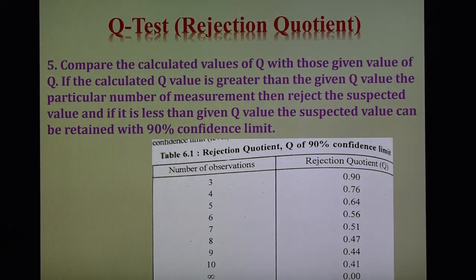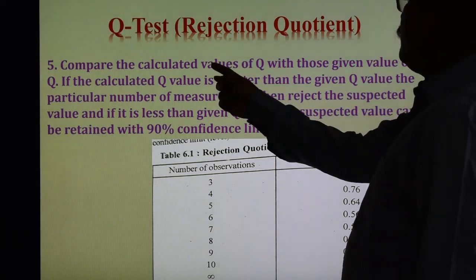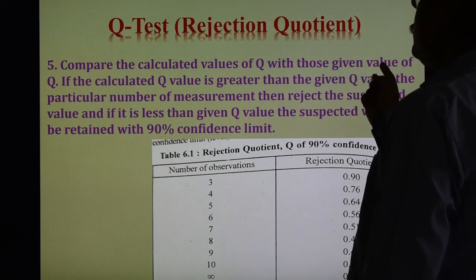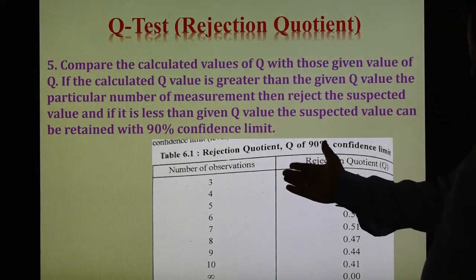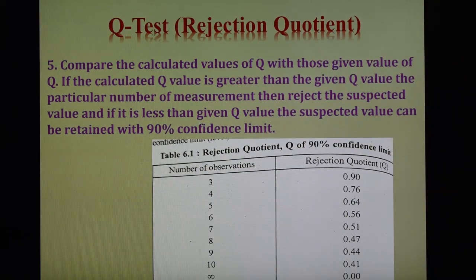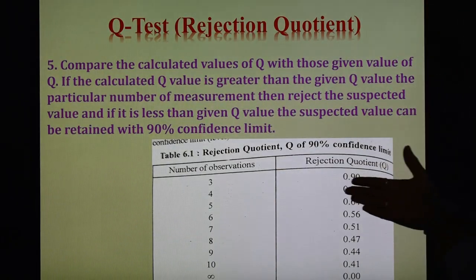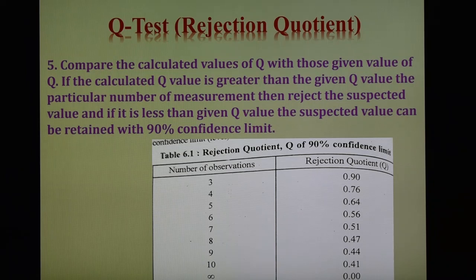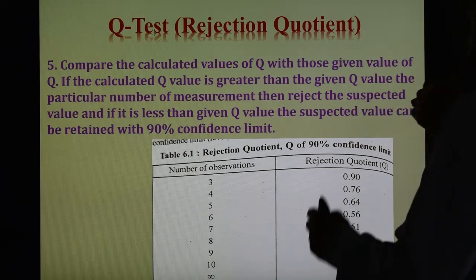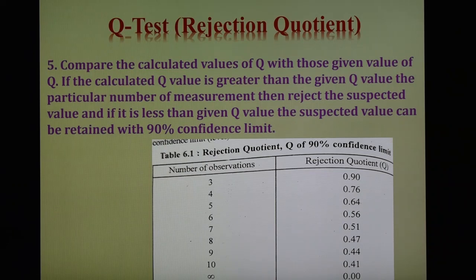Number 5 is to compare the calculated value of Q with the value of Q given in the table. If the calculated Q value is greater than the given Q value for that number of measurements, then reject the suspected or doubtful value. And if it is less than the table Q value, then the suspected value is retained with 90% confidence limit.